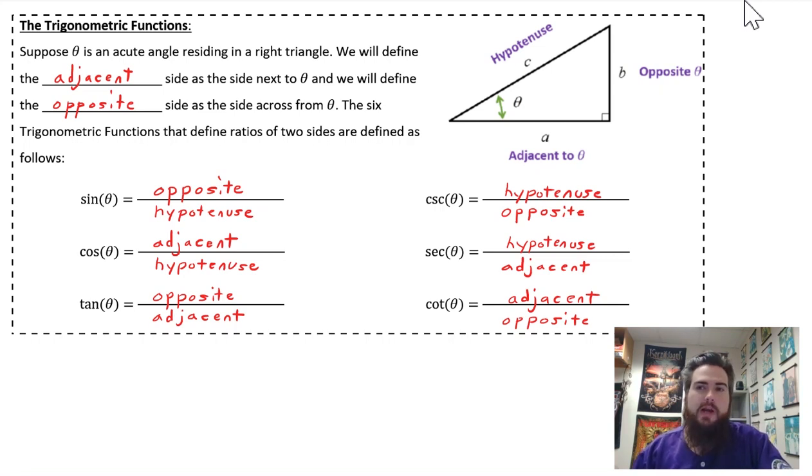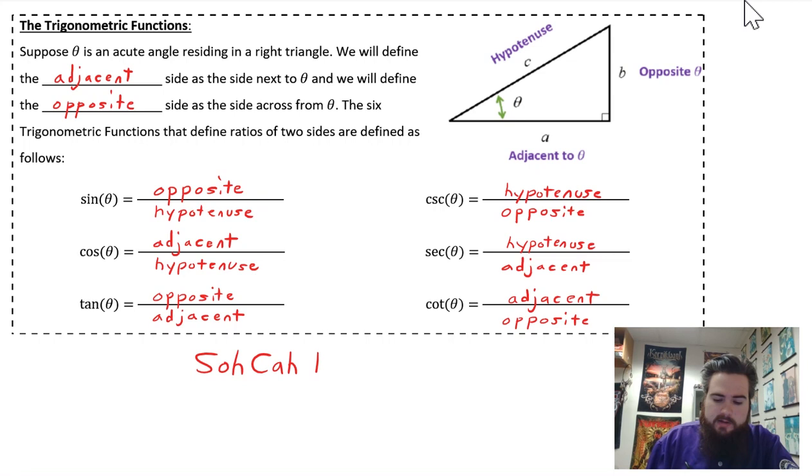There is a mnemonic of sorts that some students use to try to remember these trig functions. That mnemonic is SOH CAH TOA. It's a word that rolls off the tongue relatively well. And what this word translates to is what trig function relates to what two side lengths.